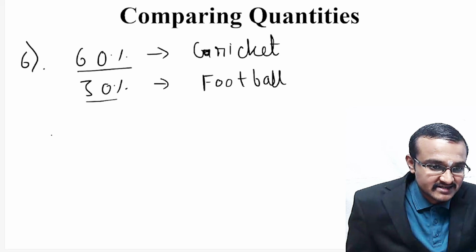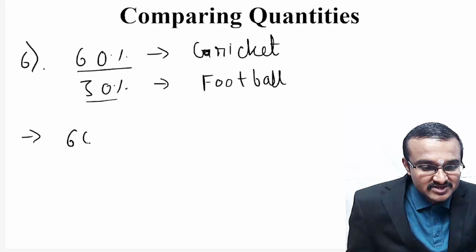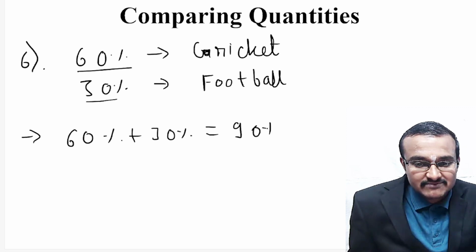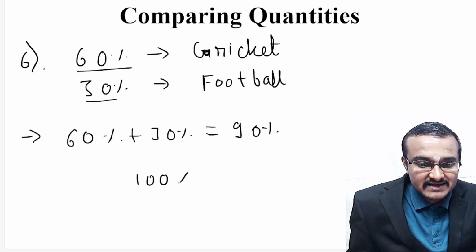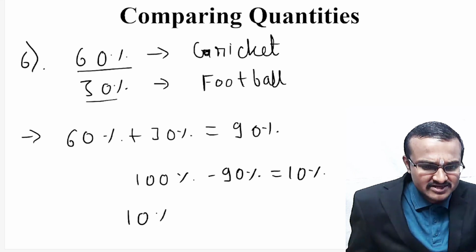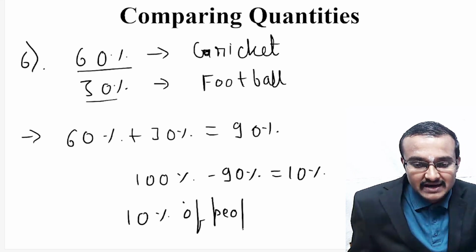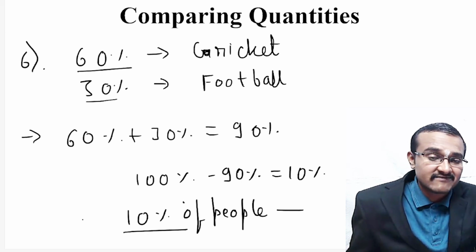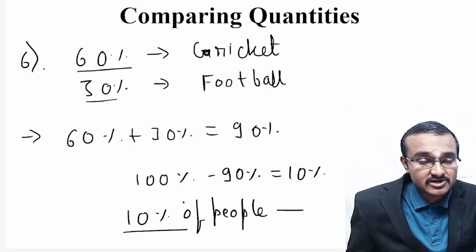Out of 100%, 60% people are liking cricket and 30% people are liking football, so total will be 90%. So out of 100%, 90% of people are liking cricket and football. The remaining is 10%, which means 10% of people are liking other games. So this 10% is the answer for the first part of this question.